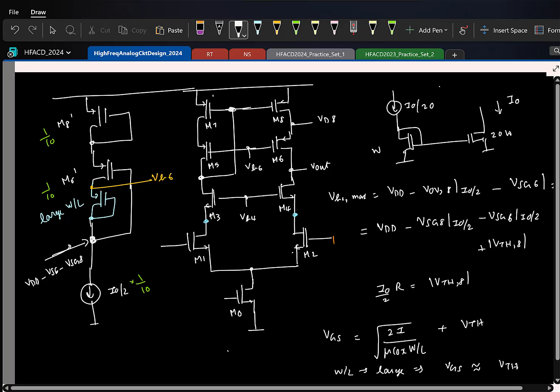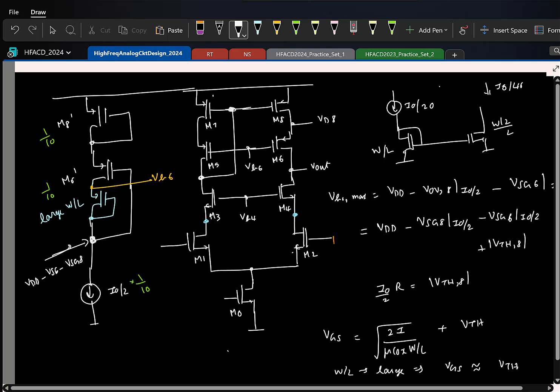We can step up the current, but not step it down, because then we'll need a higher VGS. No, you can also step it down. For example, if you want it to be even smaller, you can have a smaller width. Let us say this is I0 by 20, you want I0 by 40. If this has a width W by L, use a width of W by 2 by L. You can just play with the widths in a proper ratio to get the required scaled versions of the current.